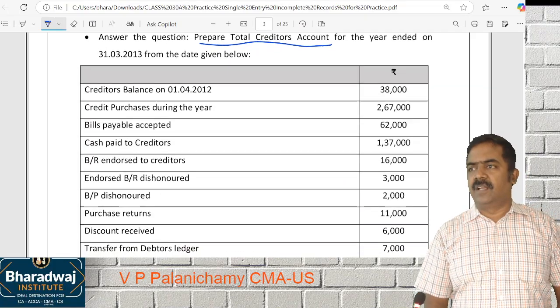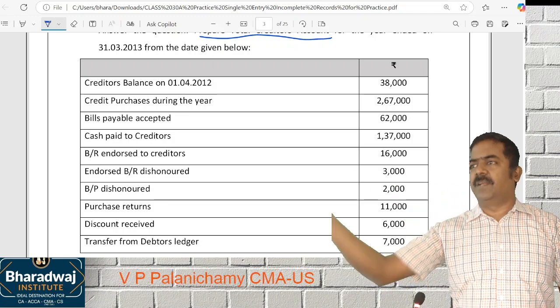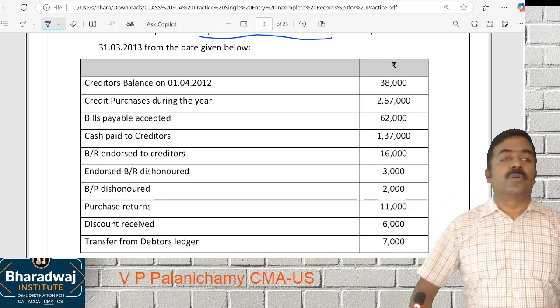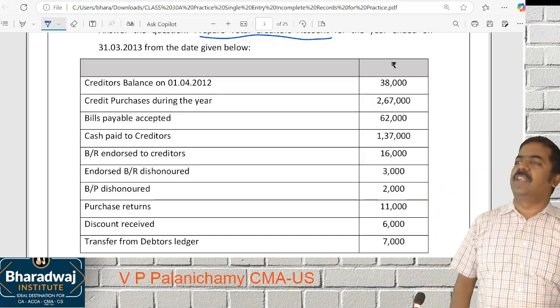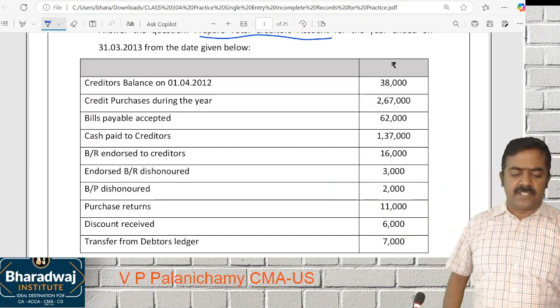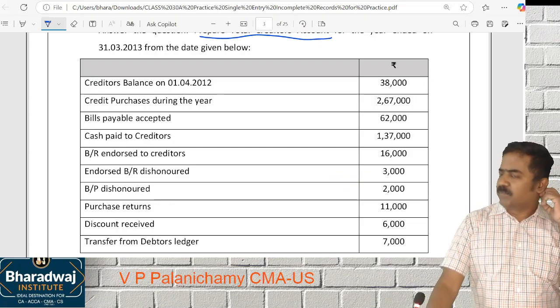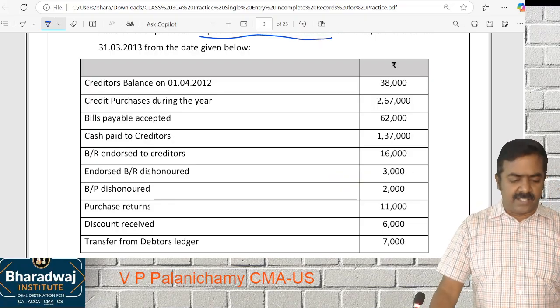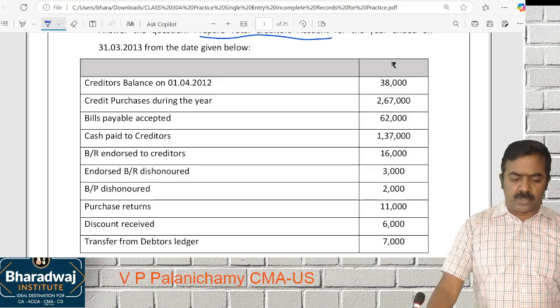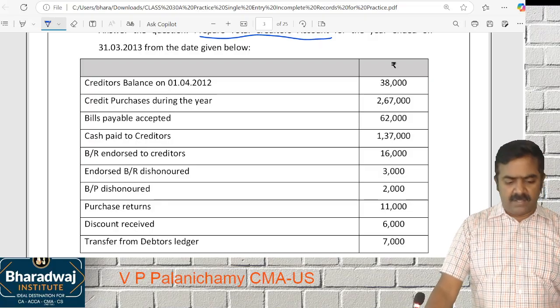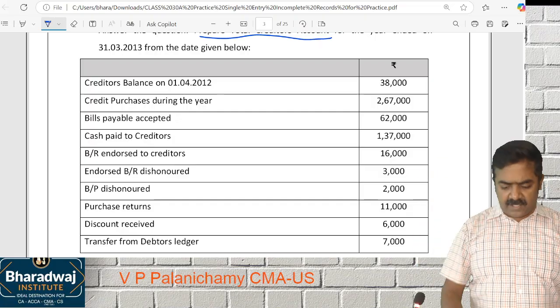Sir, this is our journal. That is for learning purpose. In the exam, the answer is one account. Which account they ask for? Creditors account they ask for. You try to prepare the journal entry for this. For example, credit purchases. What is the journal entry? Purchase account debit to creditors. Bills payable accepted. What is the journal entry? Creditors account debit to bills payable. Okay. So try to pass a journal entry. Let us see.